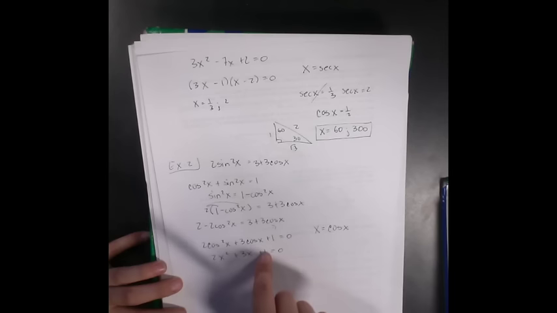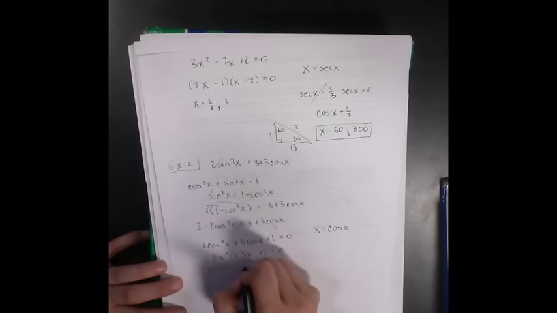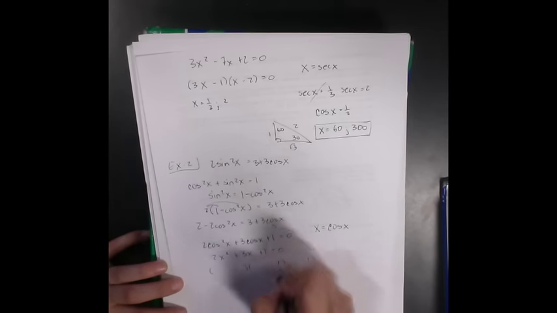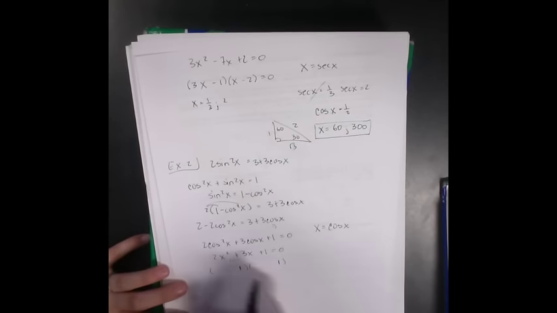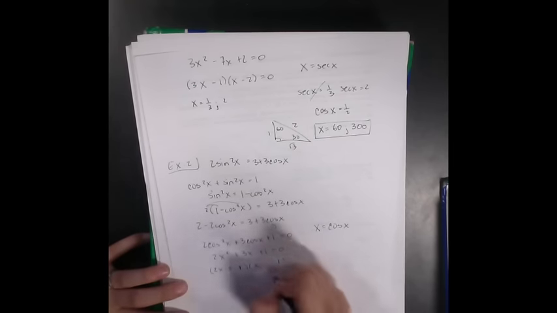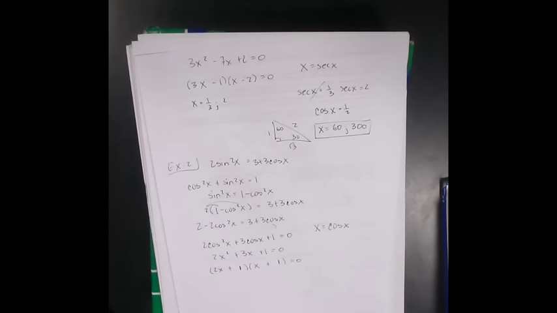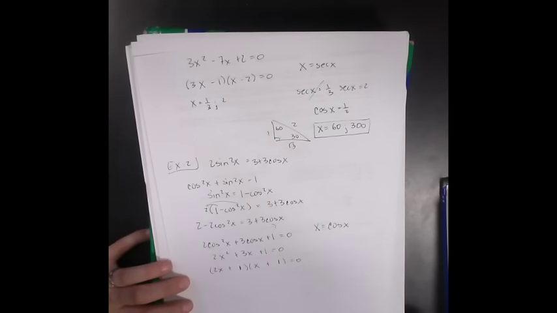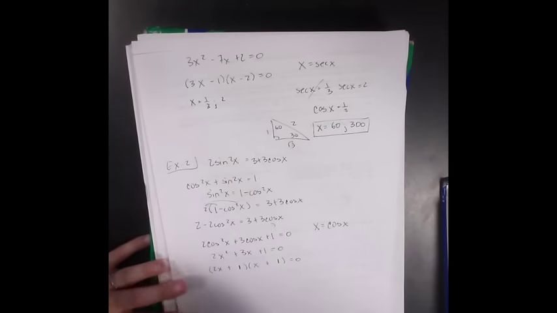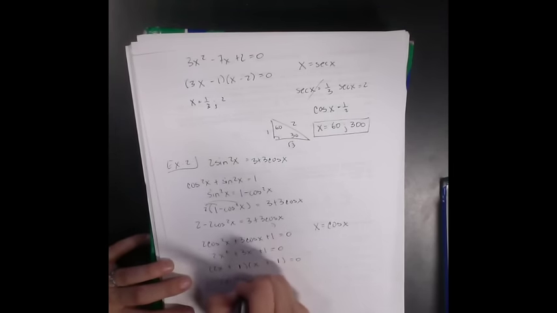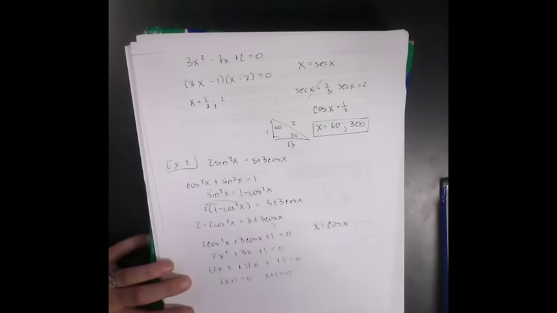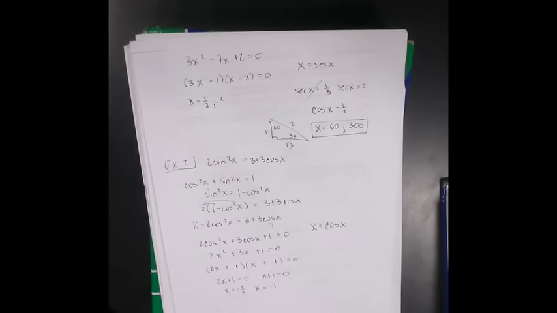I need two things that multiply to give me 1, which is just 1 and 1. So I know that these terms here will be 1. Two things that multiply to give me 2x squared. Well, that's 2x and x, right? And then I know I'm going to have a plus here and here because this is a positive 1. So 2x times x gives me 2x squared, and then 2x times 1 is 2x plus x gives me 3x. 1 times 1 is 1. So I get 2x plus 1 equals 0, x plus 1 equals 0. So x is negative 1/2, or x is negative 1.